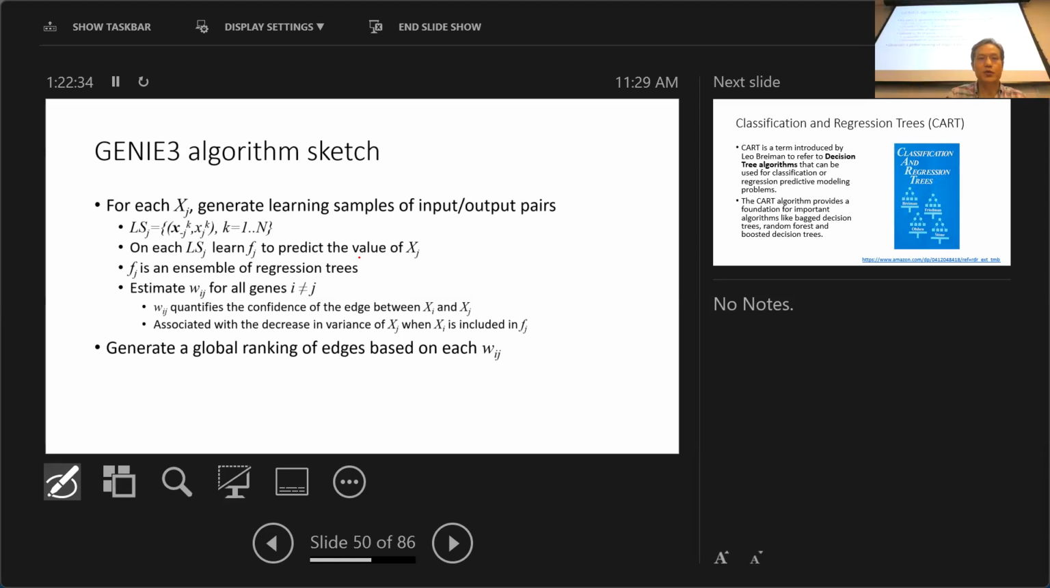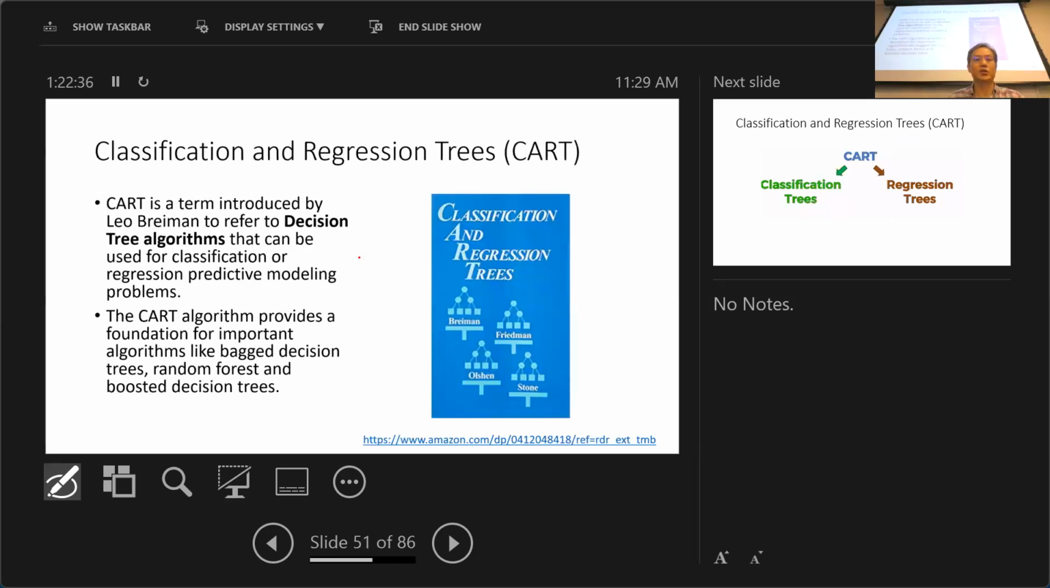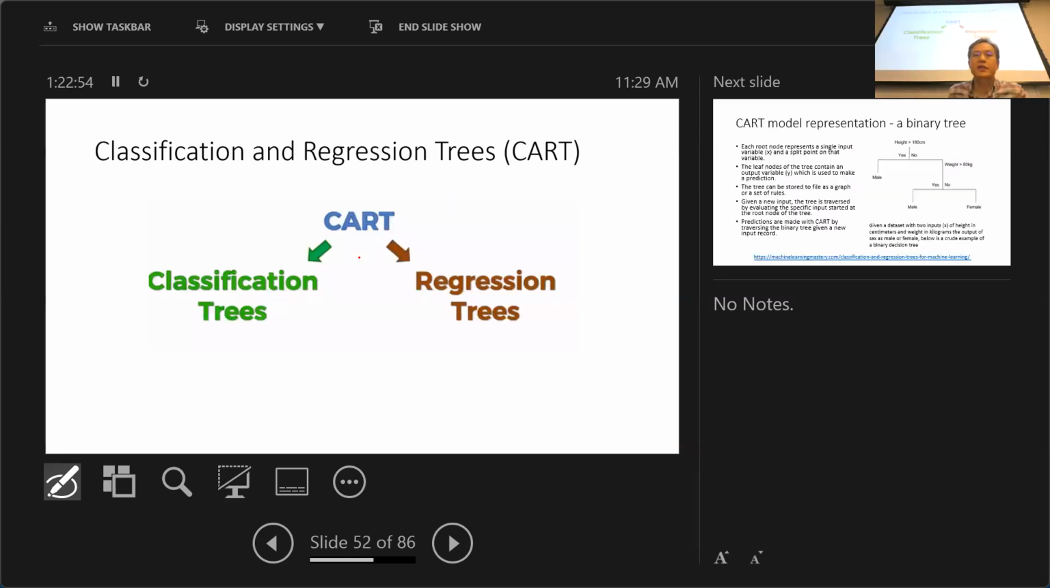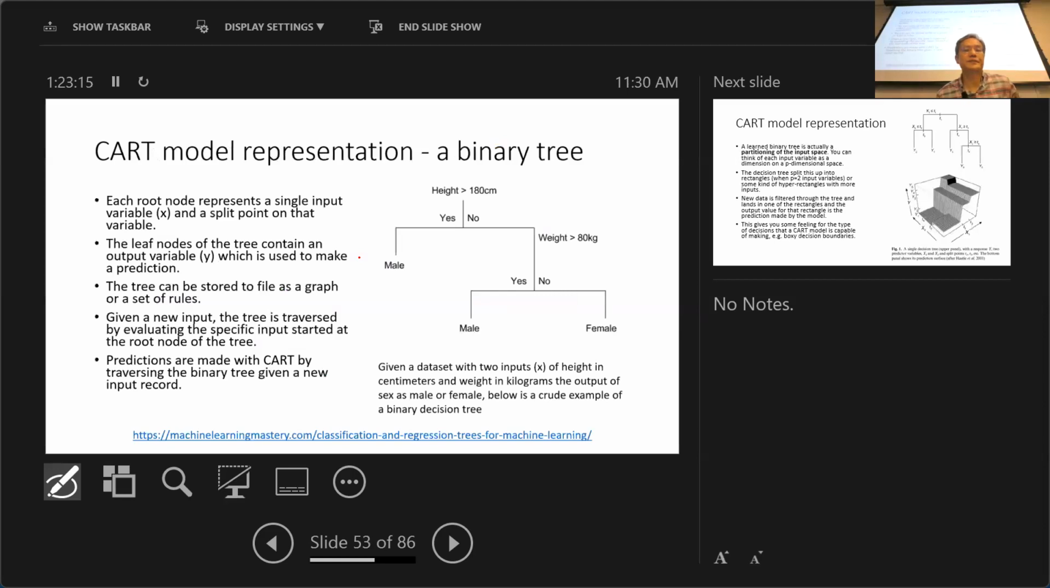Okay, so the principle behind that is we can use trees as an algorithm to do classification and regression. So the whole idea is using the decision tree algorithm. These authors have a book about that, called Classification and Regression Trees, or CART, for classification and regression purposes. Let's see how this model can be used to do classification.